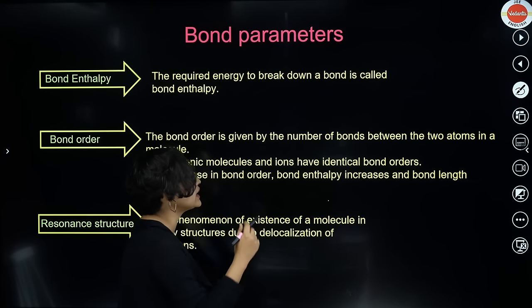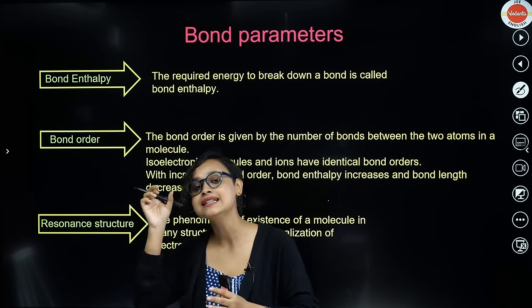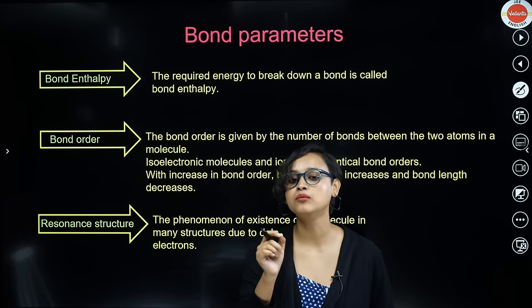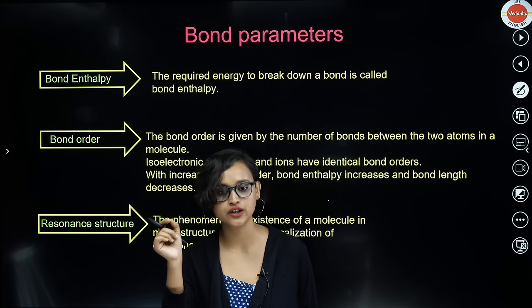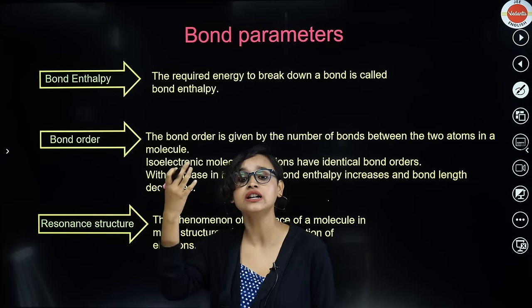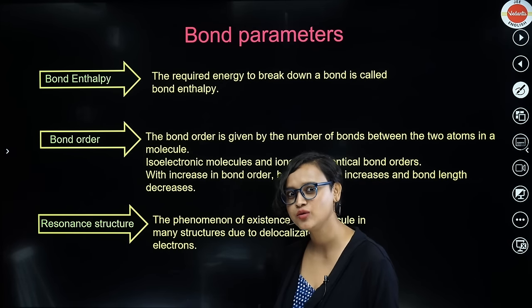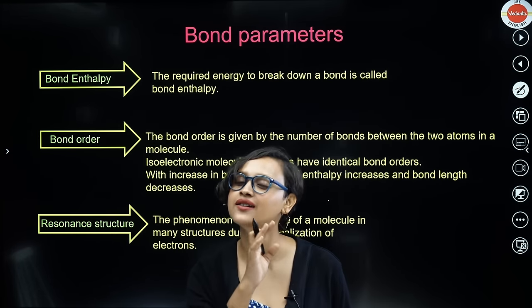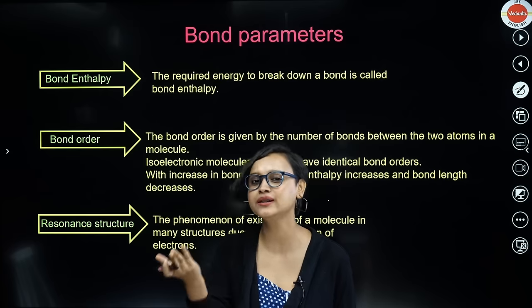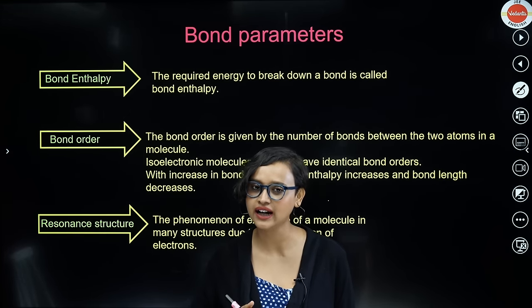Now, here is something that you need to know. Isoelectronic molecules. What do we mean by isoelectronic molecules? That means the molecules have the same number of electrons. They are called isoelectronic molecules. So, isoelectronic molecules and isoelectronic ions have identical bond order. What do we mean by identical bond order? It means they have the same bond order. Obviously, they have the same number of electrons. Now, how will they bond? They will bond in the same way. So, obviously, they have identical bond order, right?